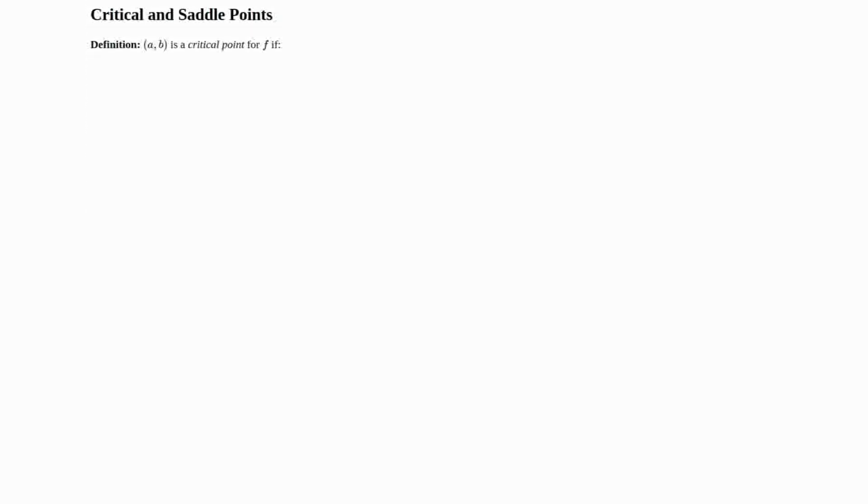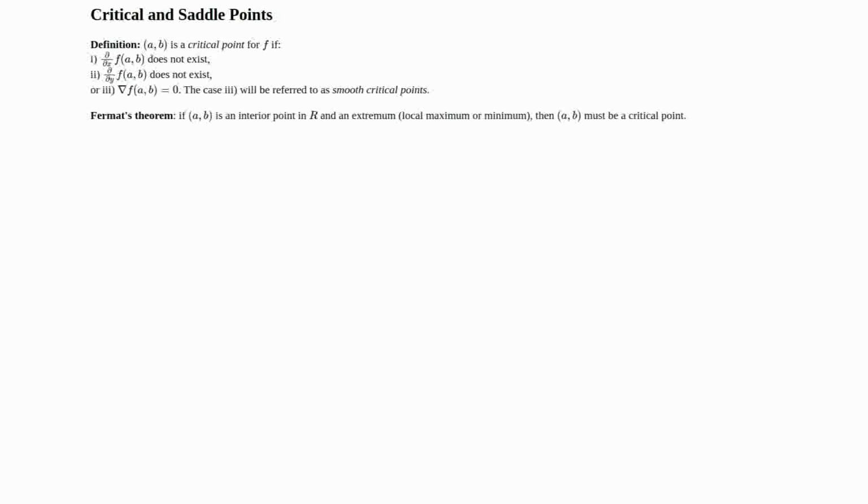Critical points and saddle points. So we have some generalization of critical points and inflection points like what we had in single variable calculus. So in particular, (a,b) is said to be a critical point for f if either the partial derivative of f in x does not exist, or the partial derivative in y does not exist, or else the gradient is equal to 0, the latter being motivated by our first observation above. Case 3 will be referred to as smooth critical points, where the gradient exists and it's equal to 0.